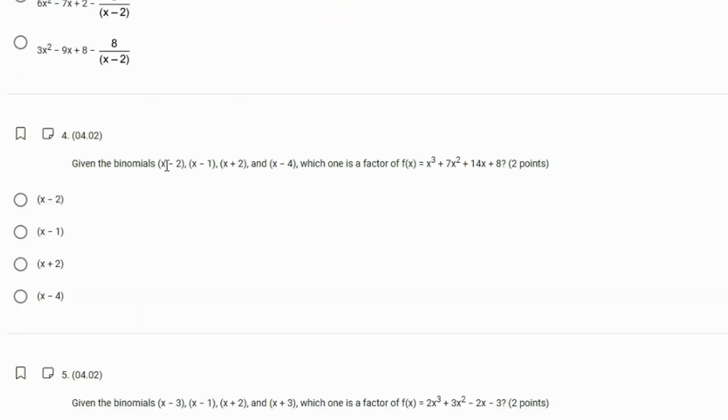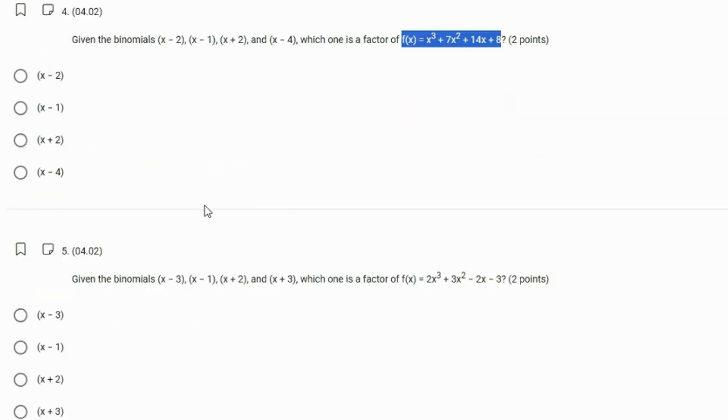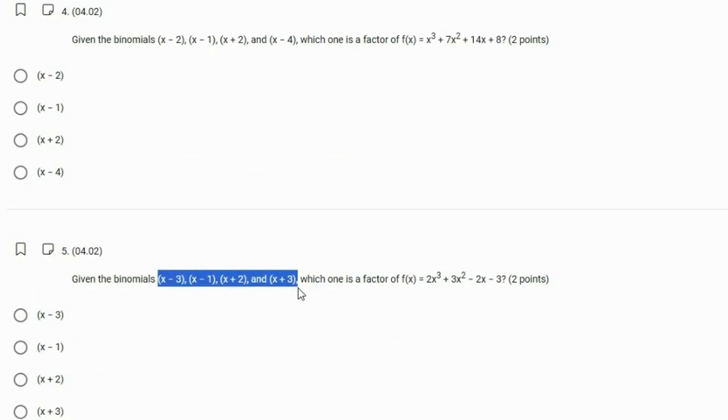Oh, here's a good one. Given these 4 binomials, which one of these is a factor? So you need to do synthetic division 4 times, or however many times it takes you, to figure out which one of these is a factor. And here's another one. Given these 4, which one of those is a factor? All right, synthetic division, have fun with that. Synthetic division is a pretty cool way to do polynomial division when you just have an x term, x plus 3, x minus 1, something like that.